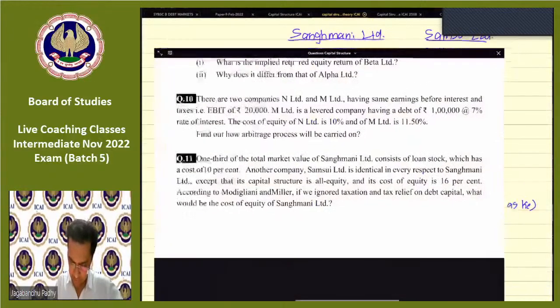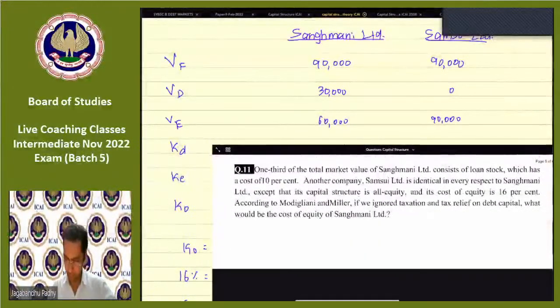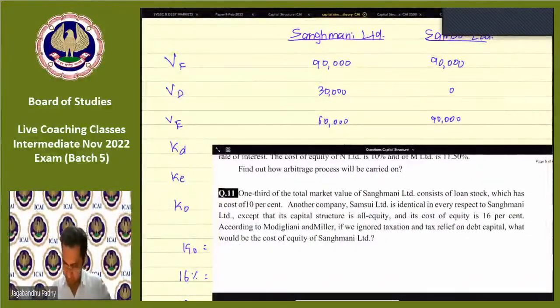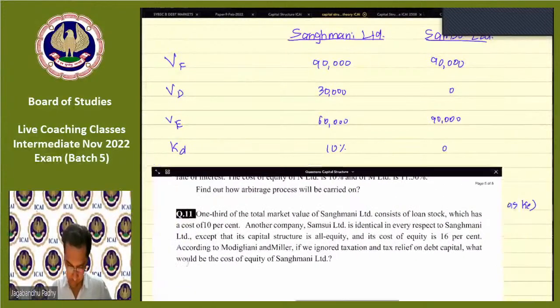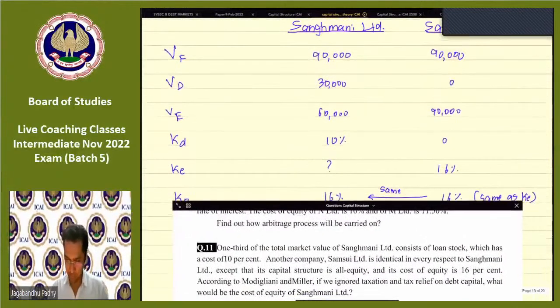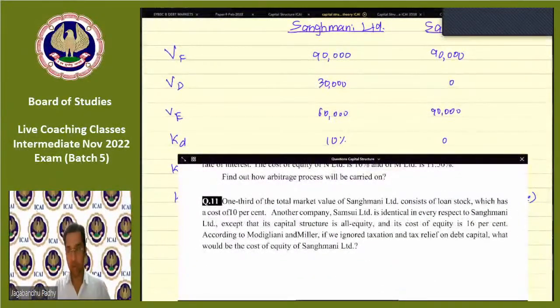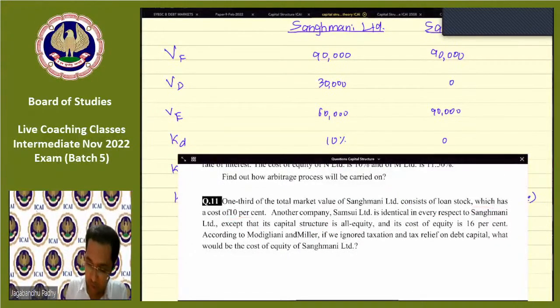Value of the firm. One third of total market value consists of loan stock, which has a cost of 10%, and they say another company is the same in every respect except its capital structure. Now there is a loan stock of 10%.